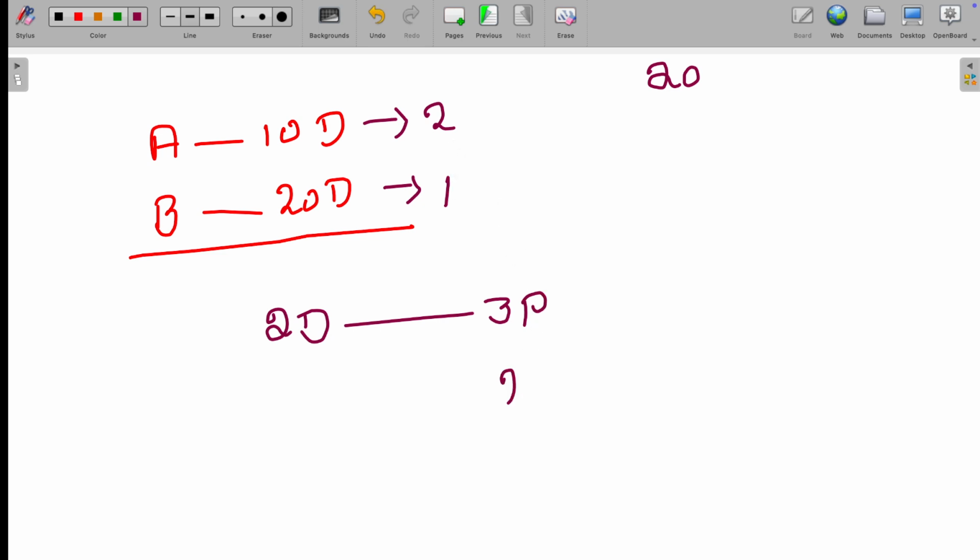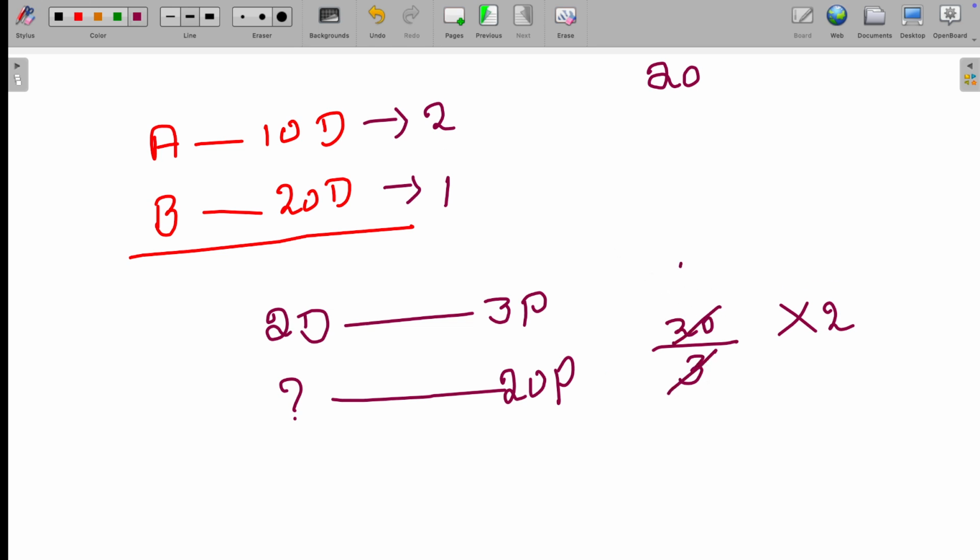To finish 20 parts of the work, how many days do we require? If I do cross multiplication, 20 divided by 3, into 2. Don't multiply 20 into 2 at the start. Always you have to do this. 3 1s are 3, 3 6s are 18. So 18 parts of work over, 6 2s are 12 days over.